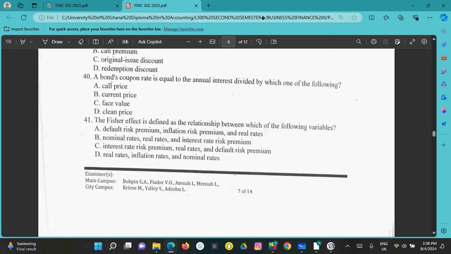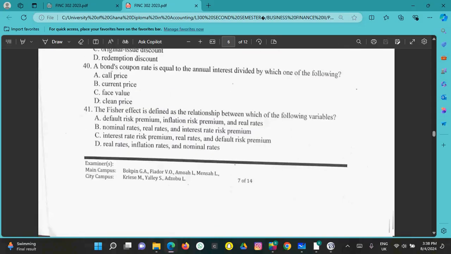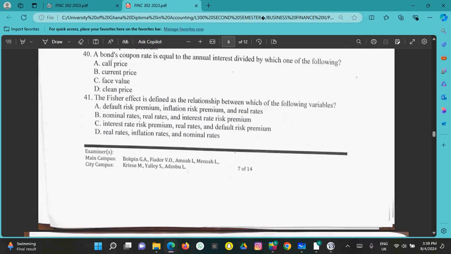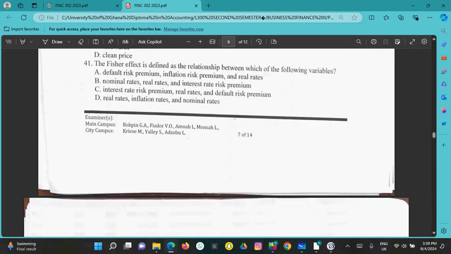All right, so let's continue. We just ended at 40, so we are continuing from 41. So 41, the Fisher's effect is defined as the relationship between which of the following. So the answer for this particular one is C, real rates, inflation rates, and nominal rates. So 41 is C.